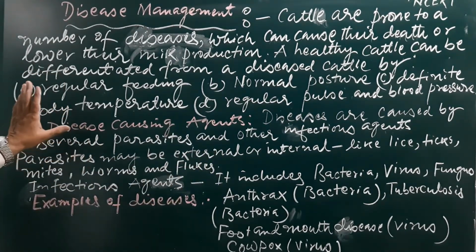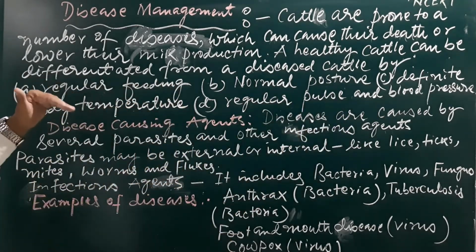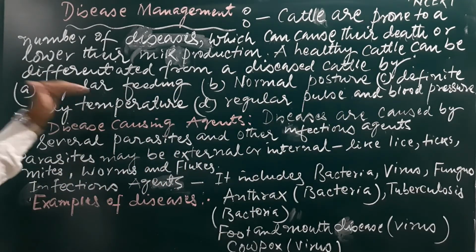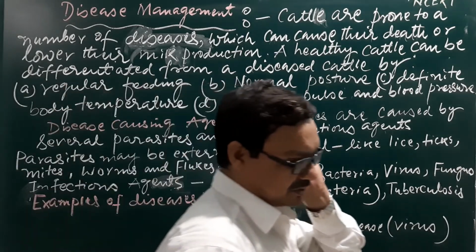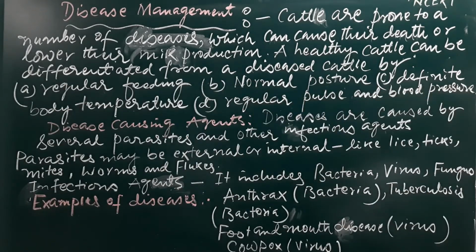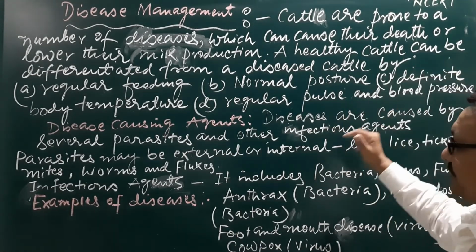And the body temperature, definite body temperature, regular pulse and blood pressure. So these are some special features that may differentiate between the diseased and the healthy. That means one who is affected and one who is not affected.